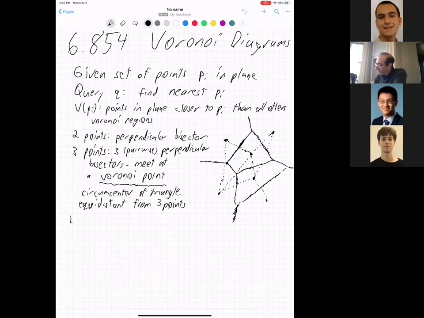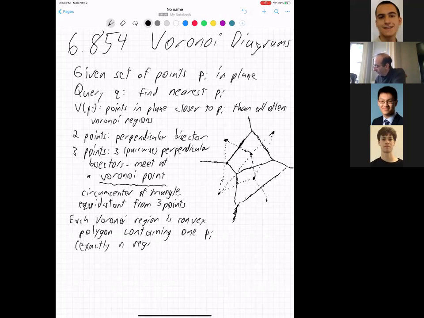Okay. So each Voronoi region is a convex polygon containing 1 point. And so that tells us that there are exactly n regions. All of these regions are non-empty because a point is closest to itself.